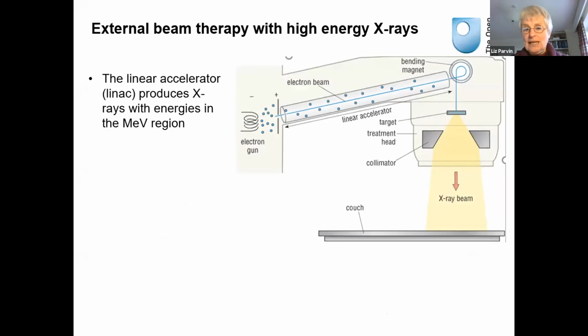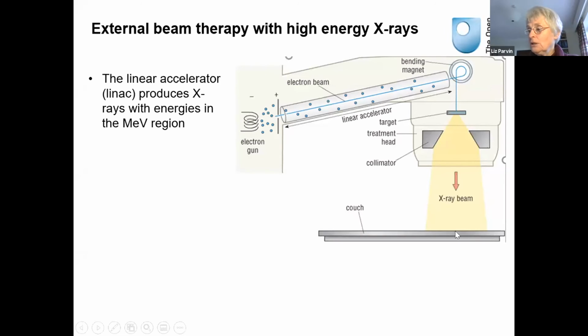If you are interested in accelerators, this is the world for you. The linear accelerator, what happens here is that we have an electron gun. We accelerate electrons up this tube here. Electrons being charged, we can bend them with a magnet. So we bend them round, zap them onto a target here, which will produce X-rays. Now these are much higher energy X-rays than we would use for imaging. This is all to do with the interactions with tissue. But these are much higher energy X-rays. We're talking mega electron volts here.